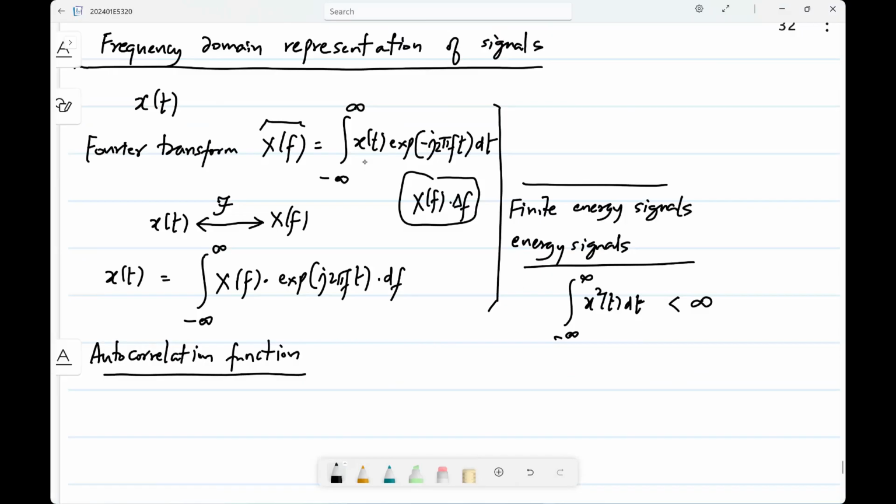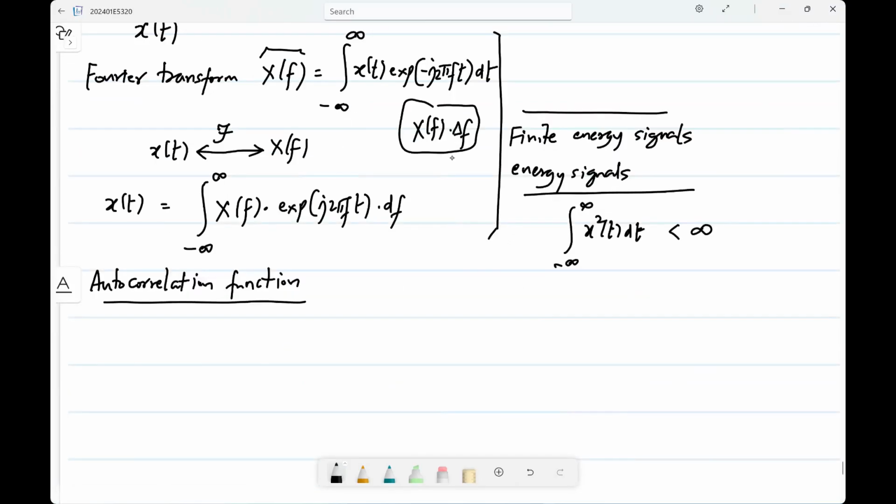So, autocorrelation function is x of t minus tau or t plus tau, it doesn't matter. And this will be a function of this time shift tau. Okay.